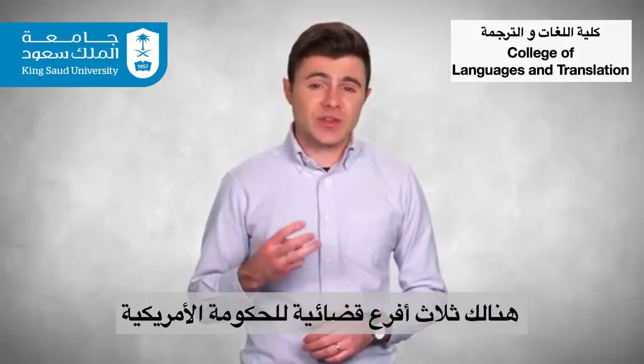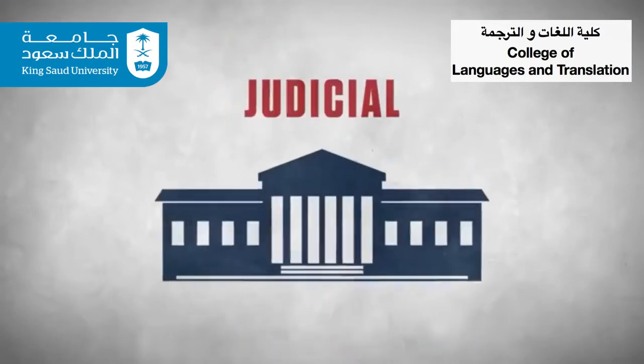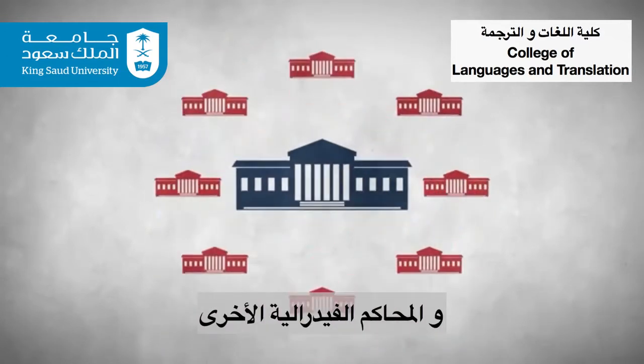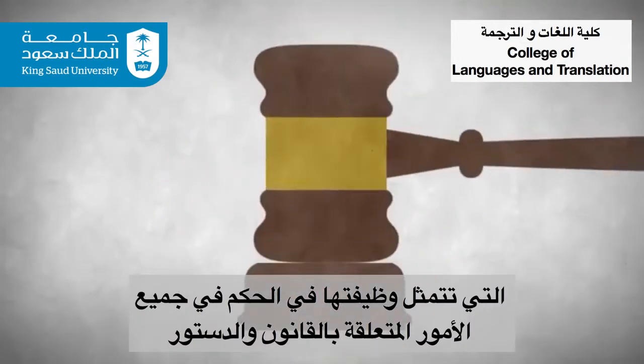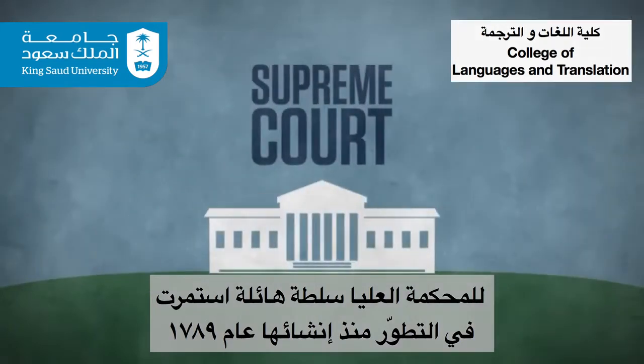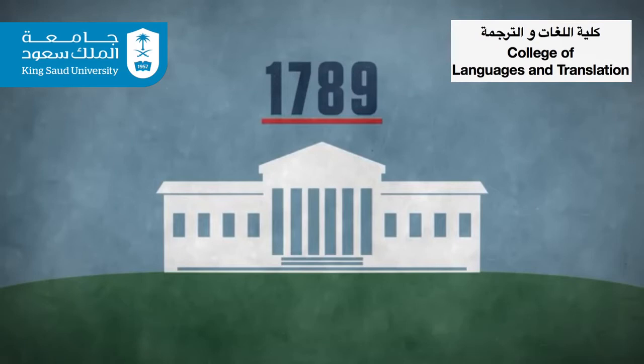There are three branches of government in the United States: legislative, executive, and judicial. The judicial branch is made up of the Supreme Court and other federal courts whose function is to rule on all matters related to the law and the Constitution. The Supreme Court has enormous power that has continued to grow since its inception in 1789.